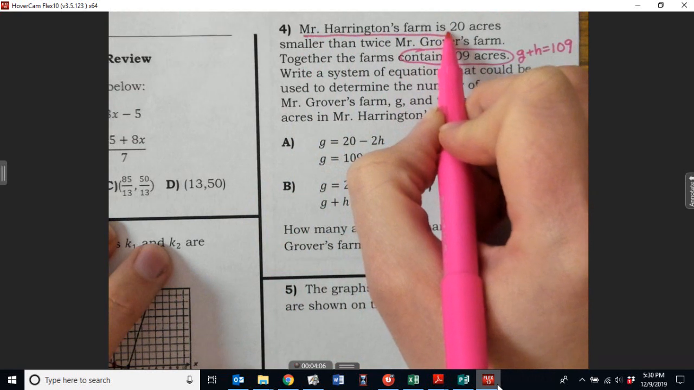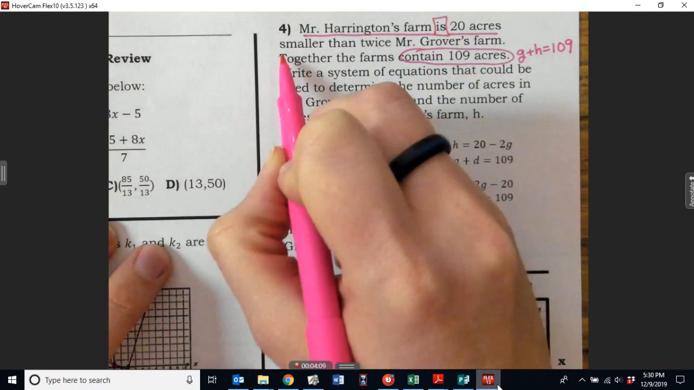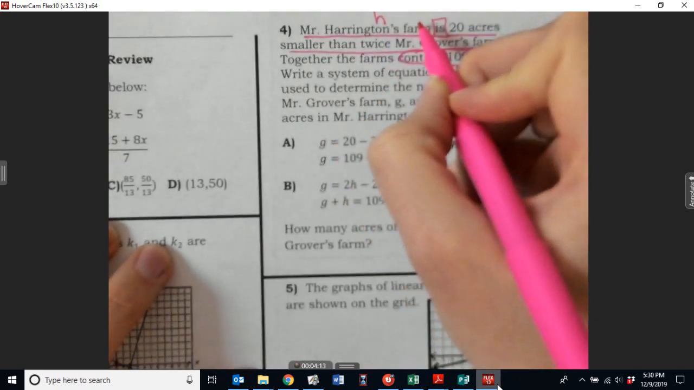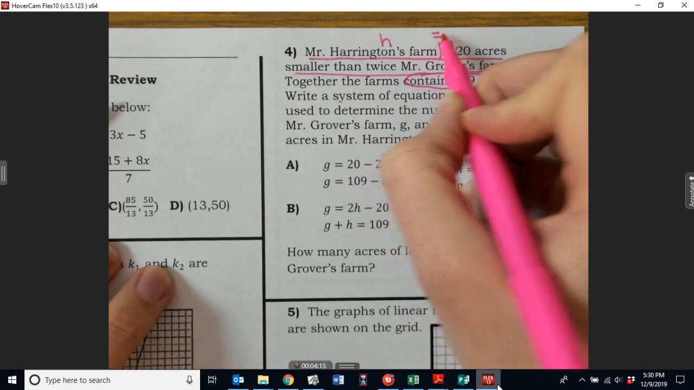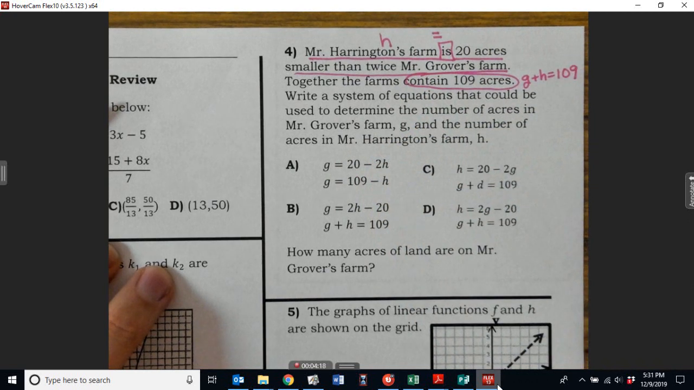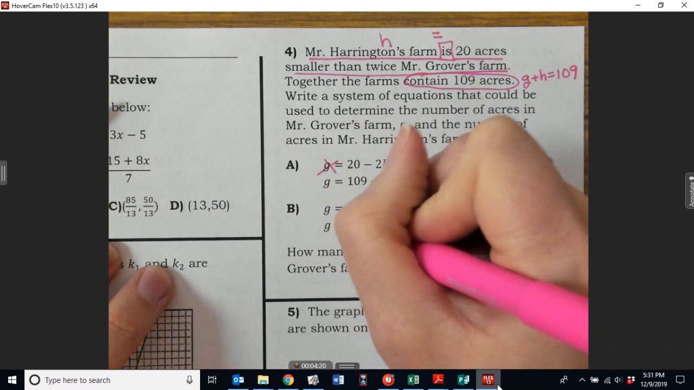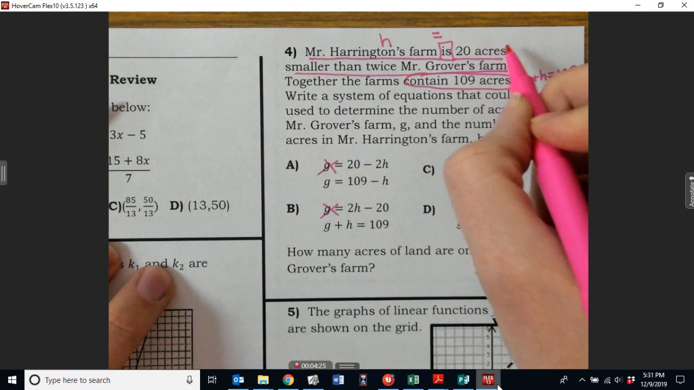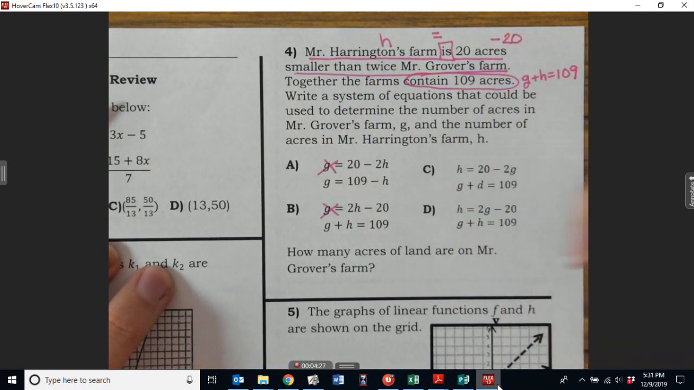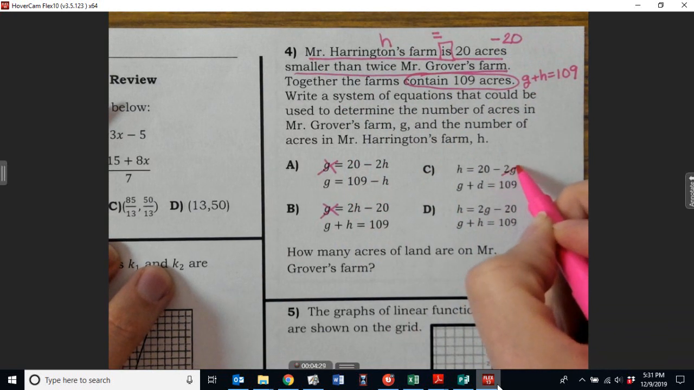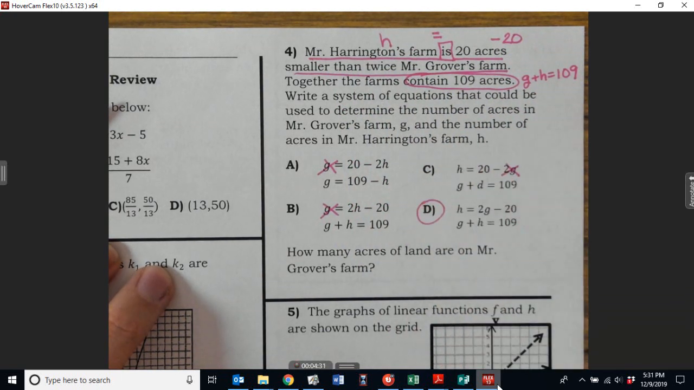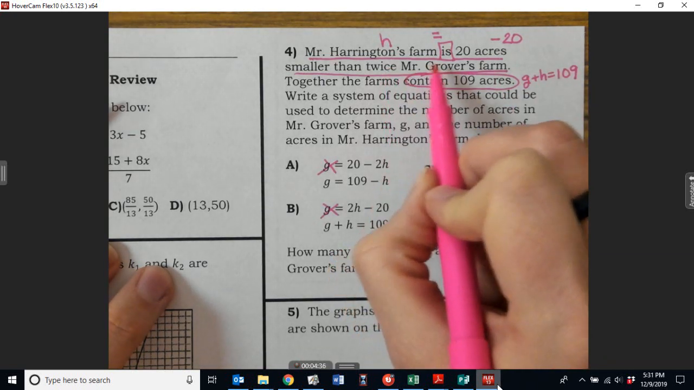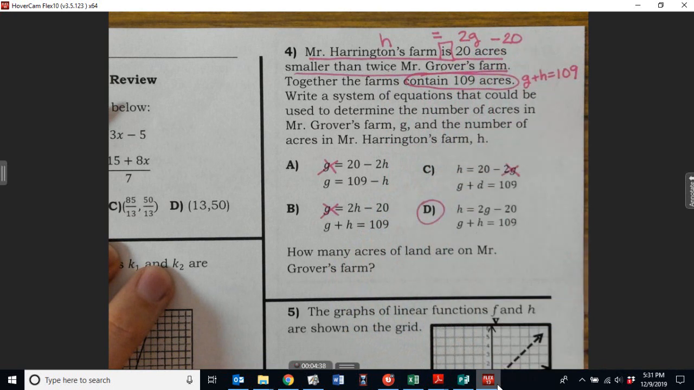Mr. Harrington's farm is 20 acres smaller than twice Mr. Grover's farm. Harrington is H. Is your equal sign. So my equation has to start out by saying H equals. So that means these two are out. 20 acres smaller means I take away 20. This one's taking away 2G, which means D is my answer. But twice means multiply by 2, twice Grover, twice G.